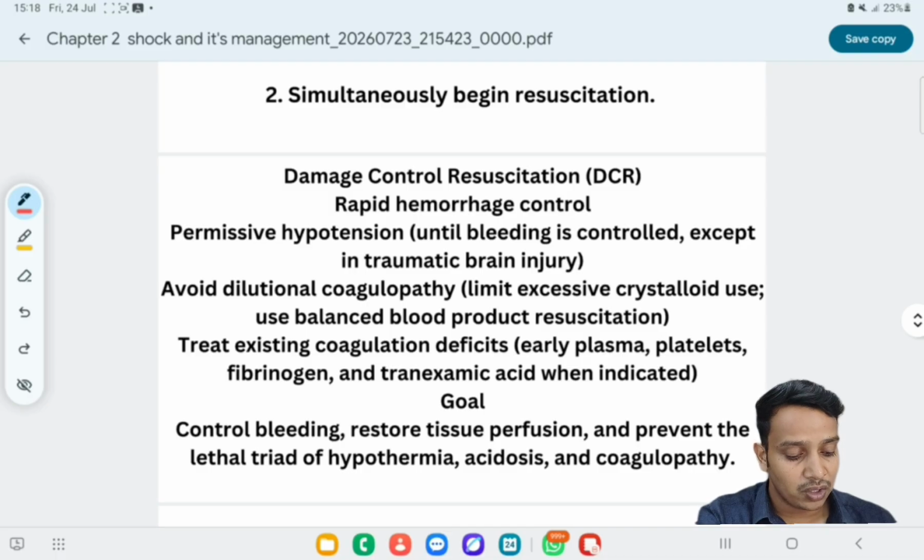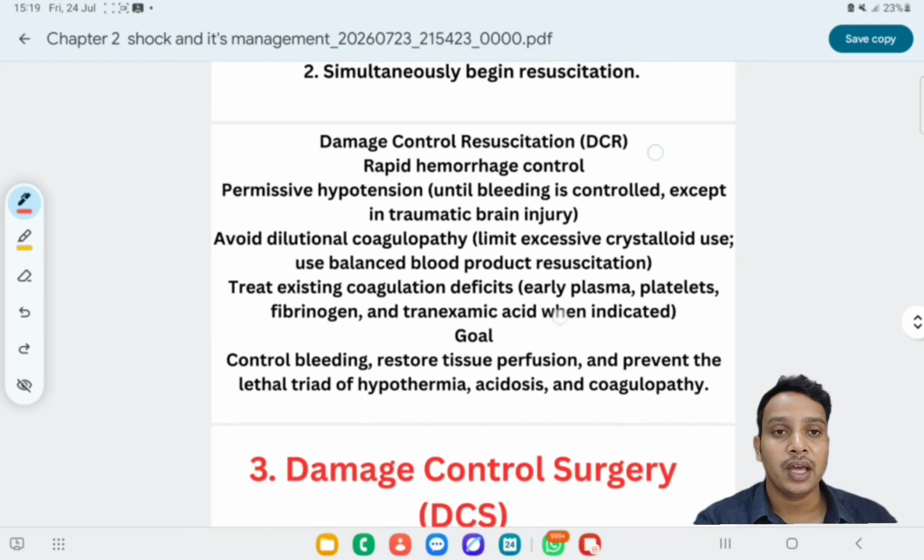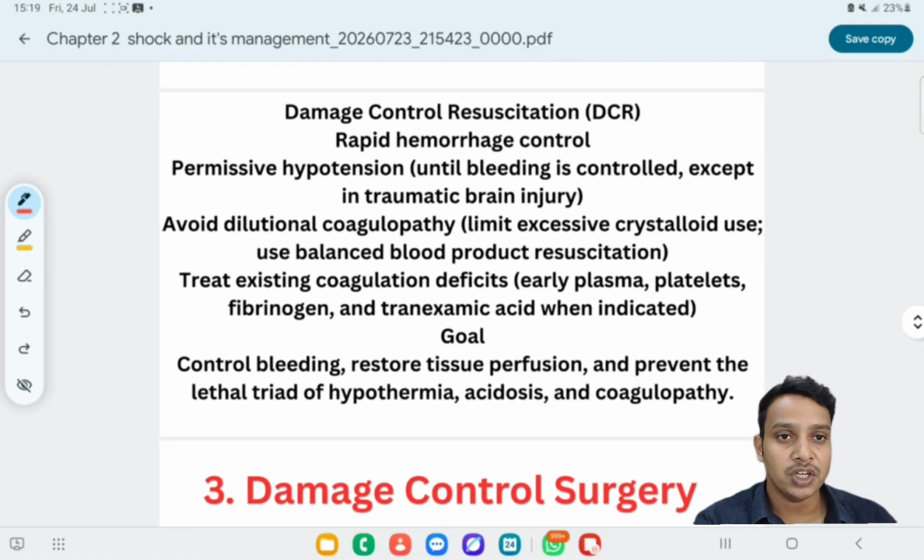So these are all our damage control resuscitation principles. One is rapid hemorrhage control, next one is permissive hypotension, third one is avoid dilutional coagulopathy, use balanced blood products initially, treat existing coagulation defect, and use tranexamic acid as soon as possible within the trauma patients. So the control of bleeding and restoration of tissue perfusion prevent the lethal triad of injuries such as hypothermia, acidosis, and coagulopathy, which leads to morbidity and death in the patients.